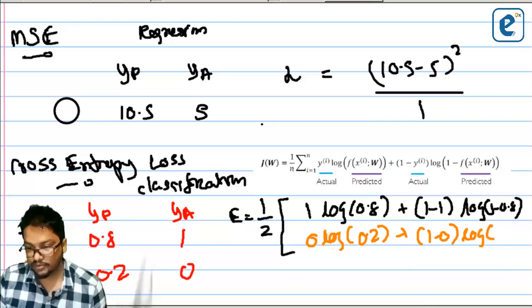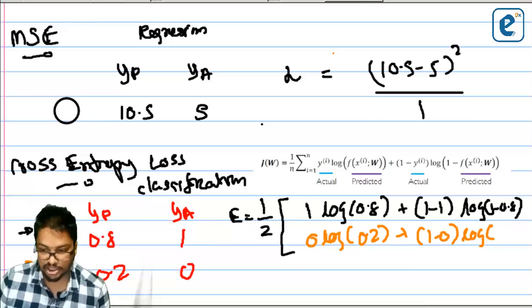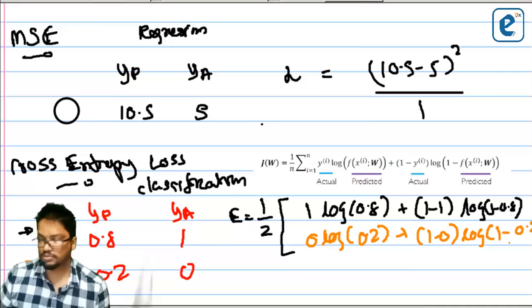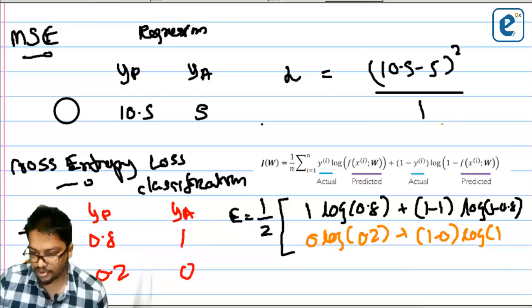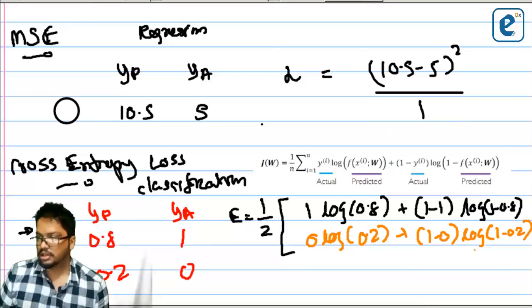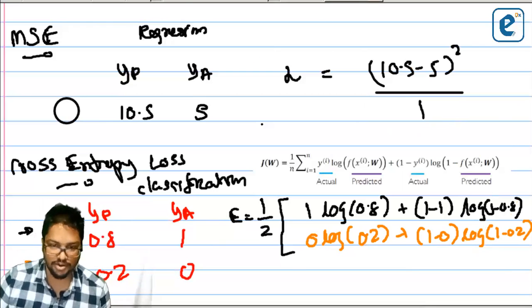predicted, 1 minus predicted. So predicted is 0.2, right? So it will be 1 minus 0.2. So that's how you are going to calculate the cross entropy loss.